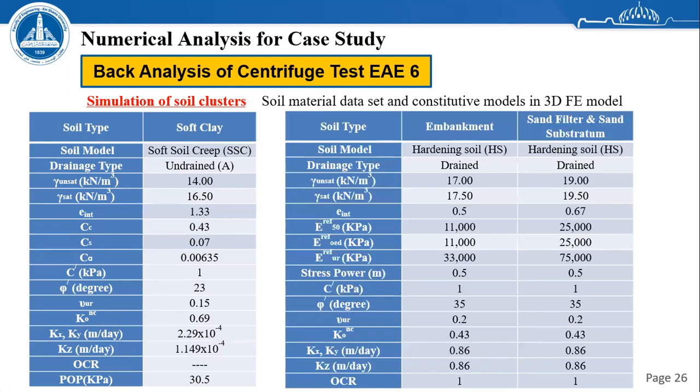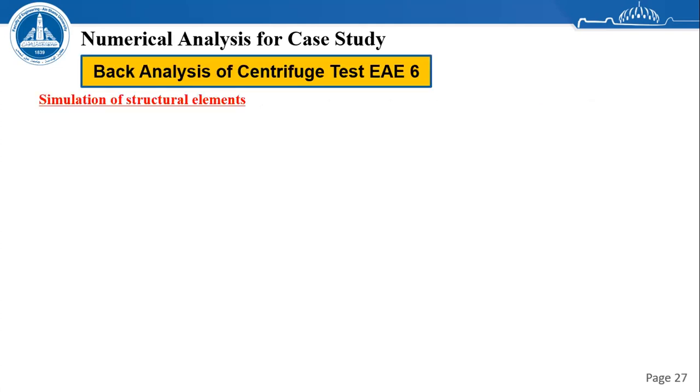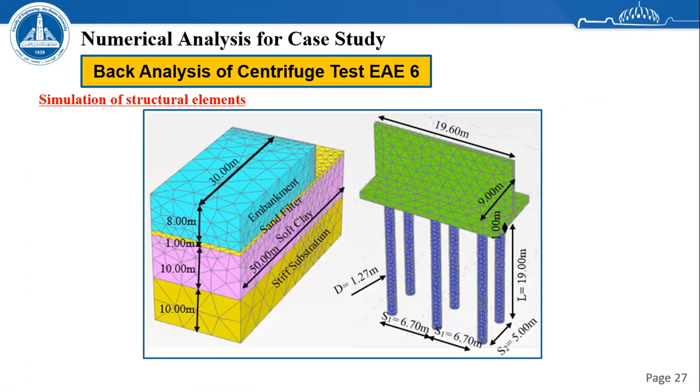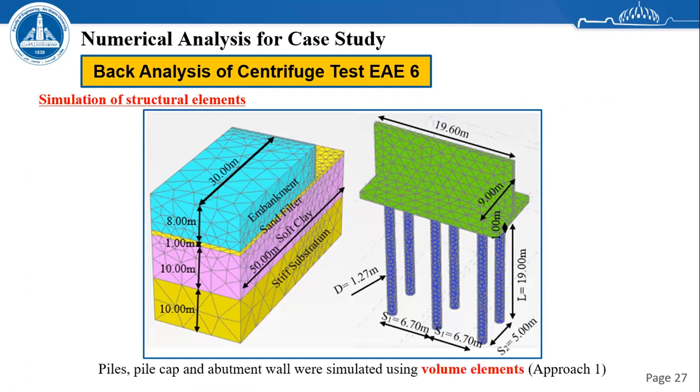kilopascal. We also simulate the embankment, the sand filter and the sand substratum using the hardening soil model with the parameters in the following table. For the simulation of the structural elements, we use two different approaches. In approach A, we simulate the piles, the pile cap and the abutment wall using volume elements.